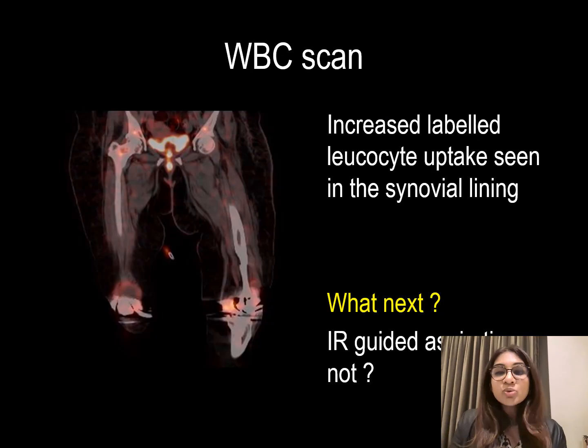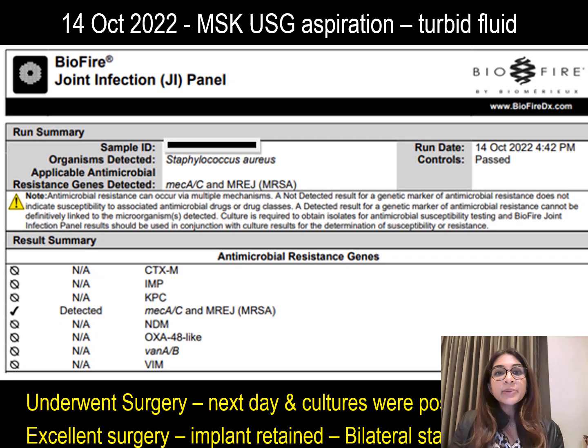So we had to do a WBC scan, which revealed that there was this increased uptake around the knee joint, and that was definitely suggestive of infection. So at this point, we went ahead with the IR guided aspiration, and this was sent for the BioFire joint infection panel. The aspiration was turbid, so clinically also there was strong evidence of infection, and the JI panel detected the Staphylococcus aureus.